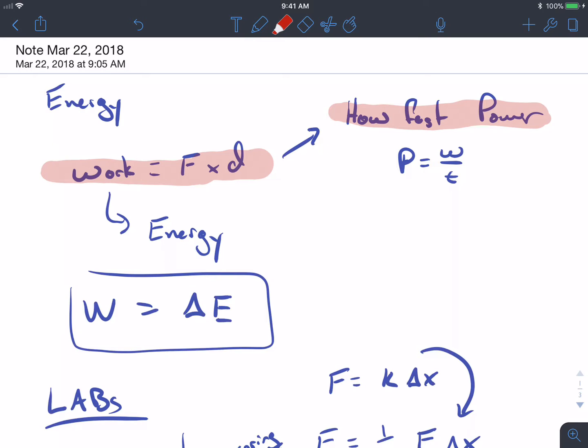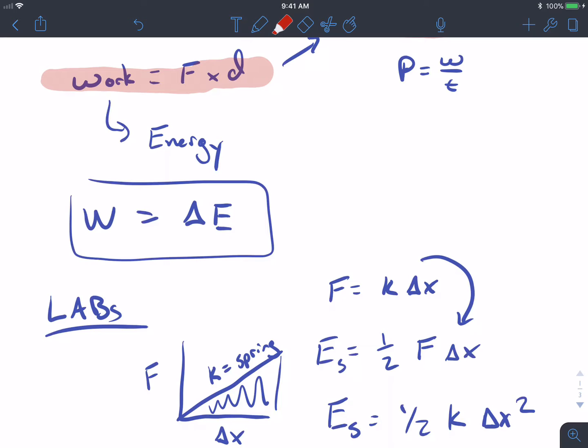And then as you can see, we have the work energy theorem, which states that work is equal to the change in energy. So we have that boxed in right there. So work is the change in energy.